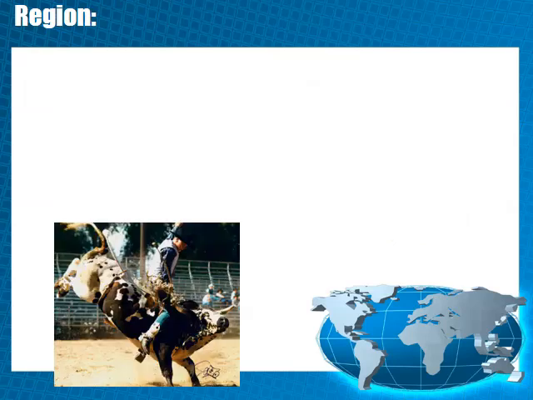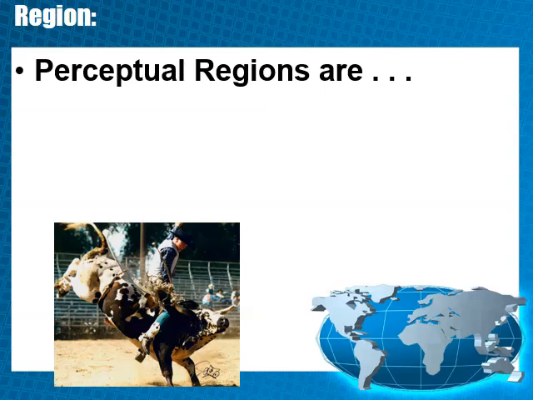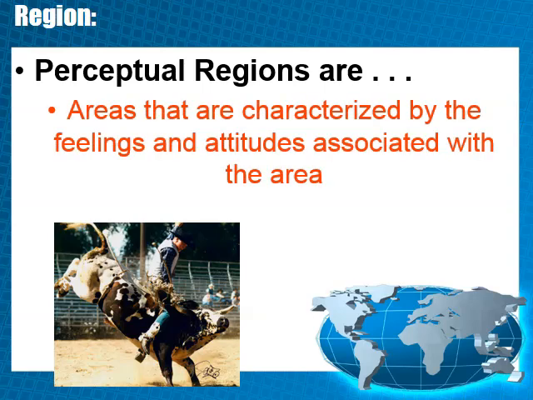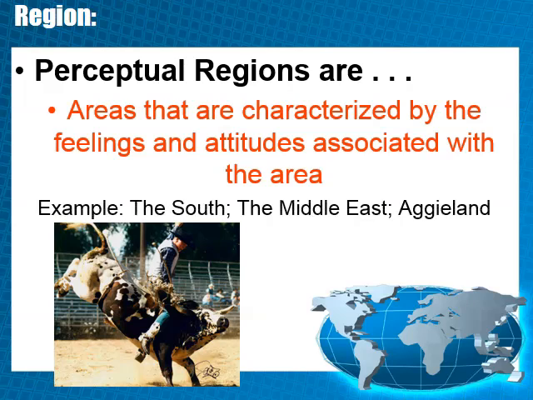The last type of region is called a perceptual region, and these are areas that are characterized by the feelings and attitudes associated with that area. An example would be the southern United States. Another example is the Middle East, or we might call College Station Aggie Land. But I want you to think about this as the feeling or attitude that you get.